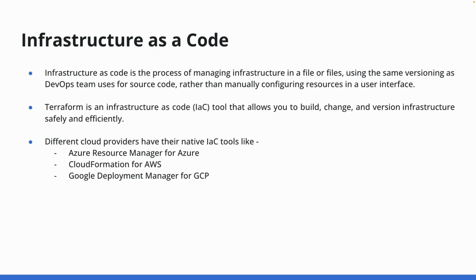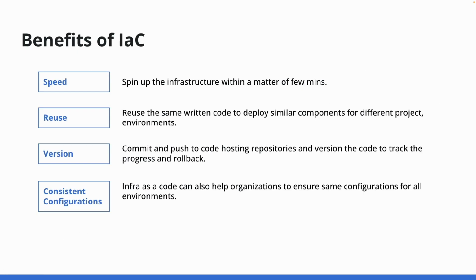Different cloud providers have their native IaC tools, like Azure ARM templates for Azure, CloudFormation for AWS, and Google Deployment Manager for GCP. Now let's talk about the benefits of IaC. The first and obvious benefit of IaC is speed. You can spin up the infrastructure within a matter of a few minutes or seconds.